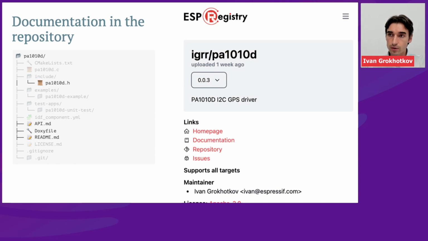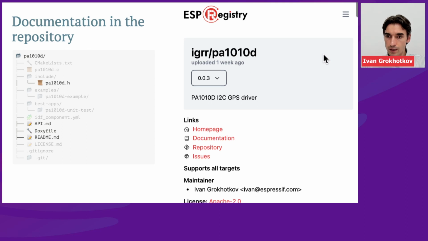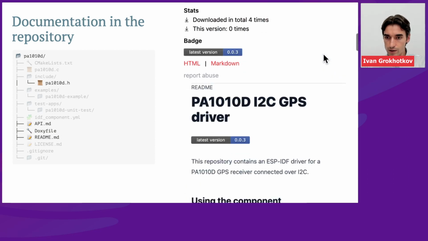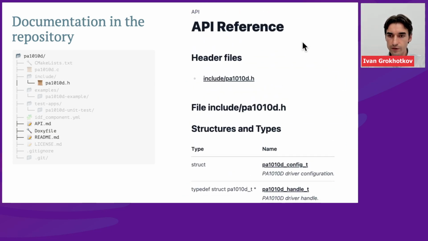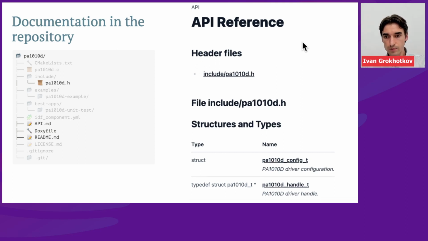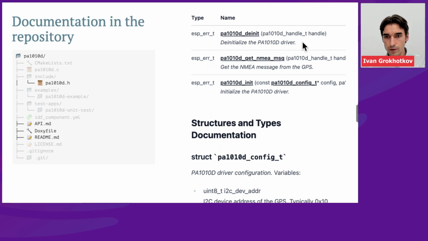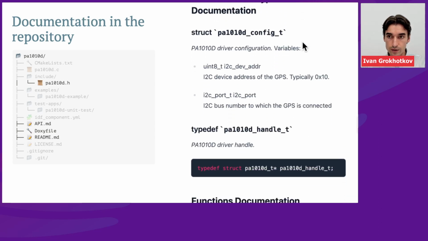I have documented the component API in the header file using Doxygen comments, added a doxy file, which is a configuration file for Doxygen, and generated API.md using Doxygen and Doxybook. In readme.md I have the basic description about the component. So on the right we can see the page of the component in the component registry, and over here after the readme file you see that we actually have the API reference part. This comes from api.md, and this part is generated from the Doxygen comments we have added in the header file.